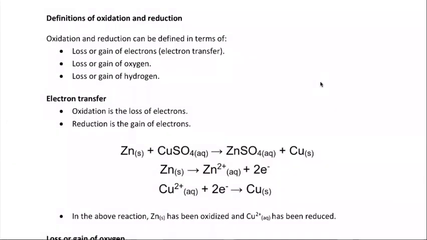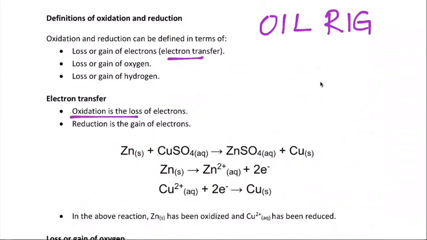Okay, so 9.1. Our basic definition: oxidation, you can define it in terms of loss or gain of electrons, which we call electron transfer, loss or gain of oxygen, or loss or gain of hydrogen. Most of the time it's going to be the first one. And there's a little mnemonic device to remember, called OIL RIG. Oxidation is the loss of electrons, so OIL, oxidation is loss. And reduction is the gain of electrons. That's the RIG.